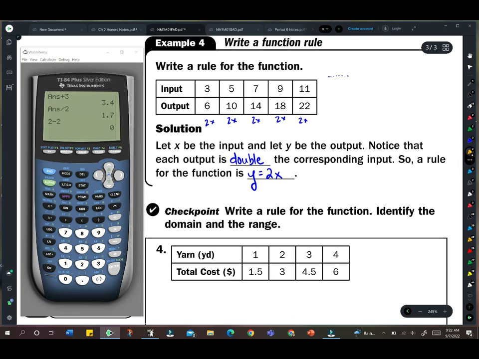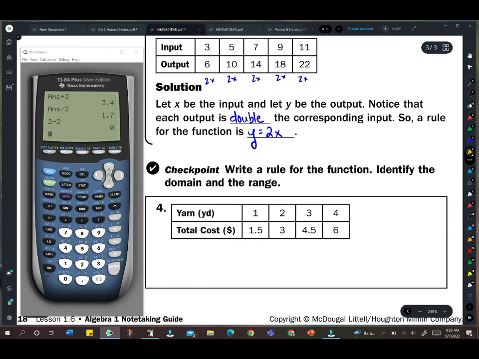They shouldn't be too challenging to figure out, but it might be a little bit tricky here and there. Write a rule for the function. Let's see if you can figure this one out. So let's think. What is going on between each of these? 1 to 1.5, 2 to 3, 3 to 4.5, 4 to 6. It looks like it's multiplying by 1.5. So try something out on your calculator. Is it multiplying by 1.5?